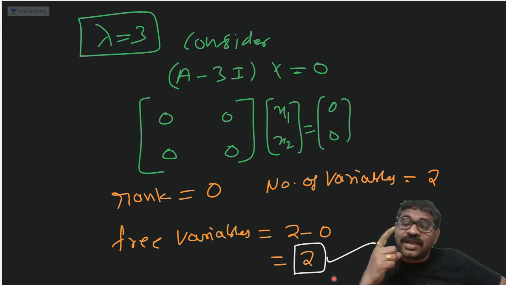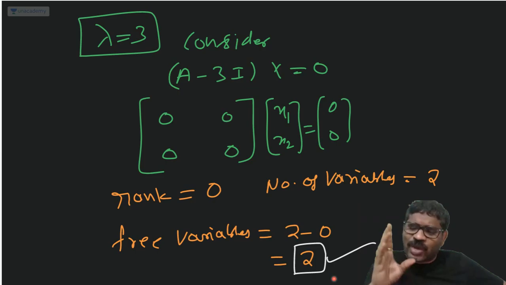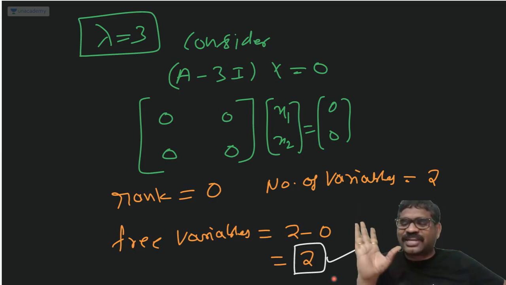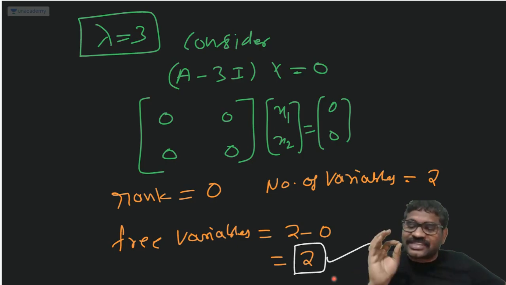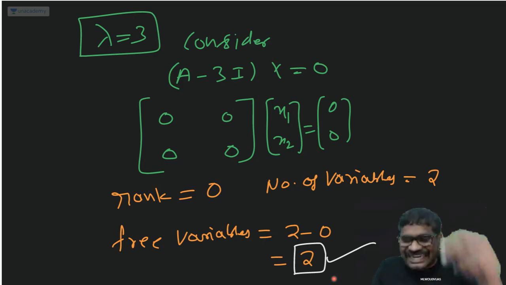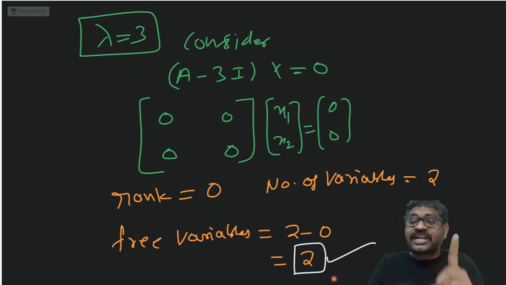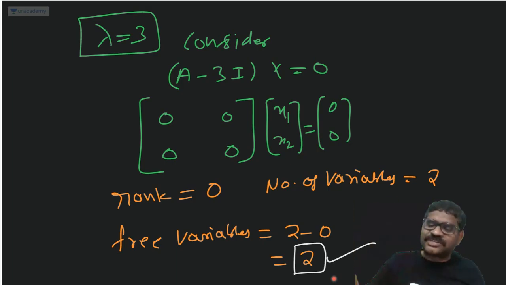So for any matrix, whether your matrix is 2 cross 2 or 3 cross 3 or 10 cross 10, first you have to check eigenvalues. Suppose your matrix is 3 cross 3 and all three eigenvalues are distinct. For every different eigenvalue, there will be one different independent eigenvector, 100%. You need not check, you need not write.